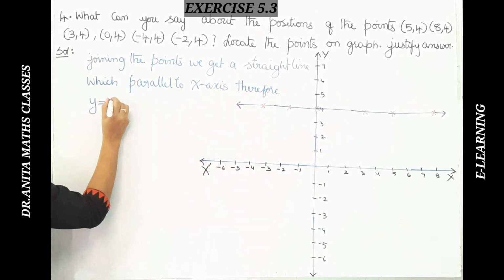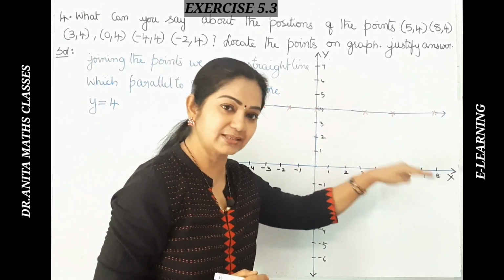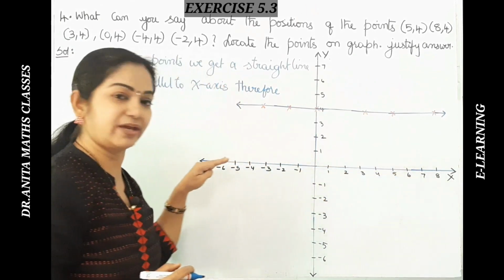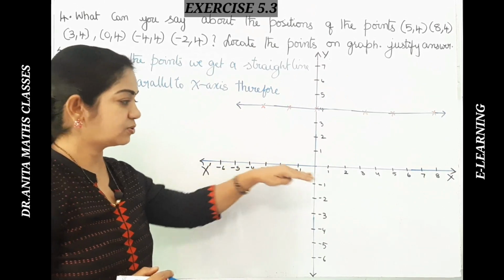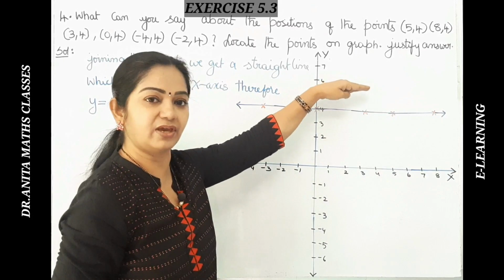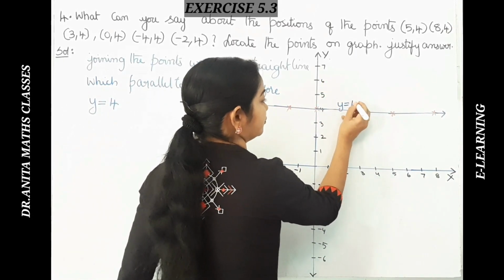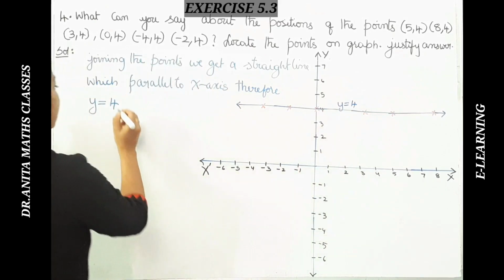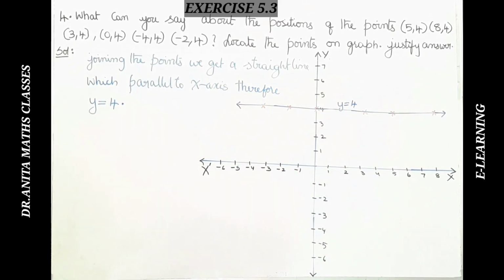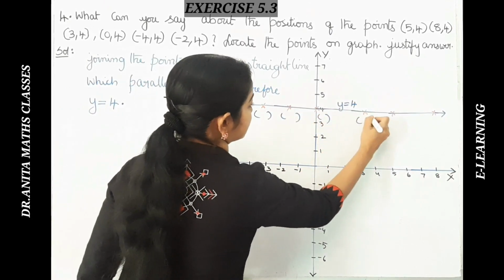y equal to 4. The x-axis is called y equal to 0, isn't it? So the line parallel to the x-axis, which is 4 units away, is y equal to 4. This is the straight line having y equal to 4. Also mention all the points. Do not forget to write these points.